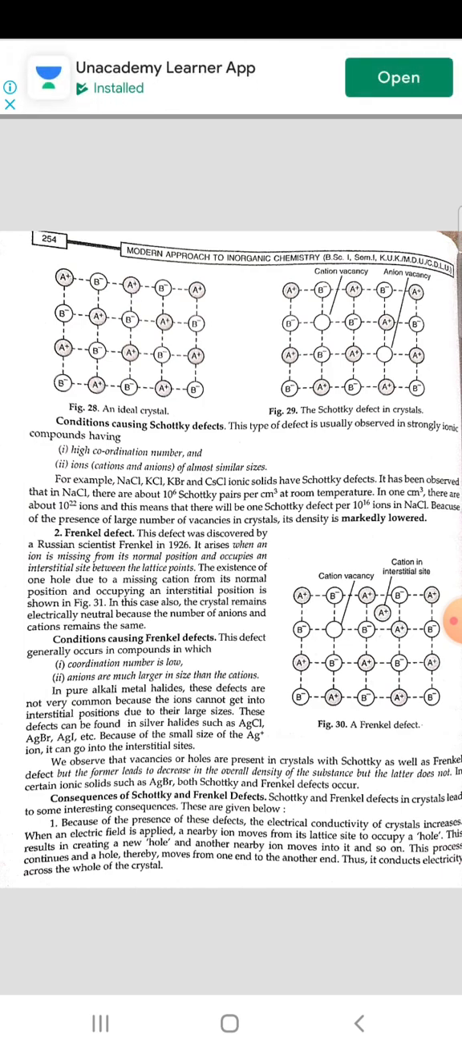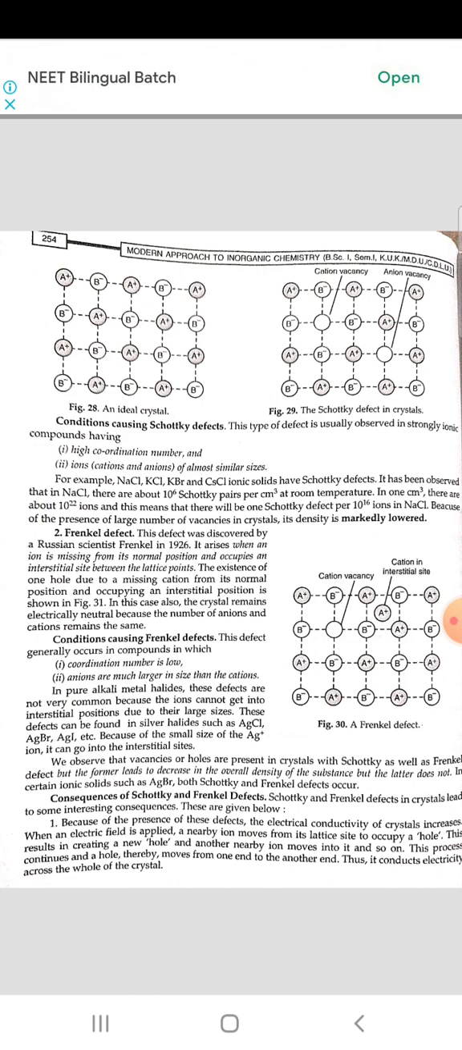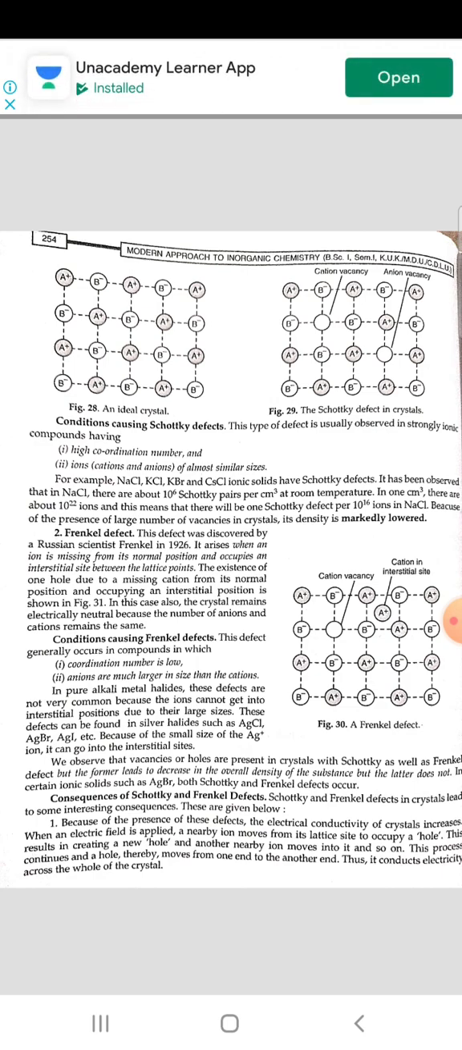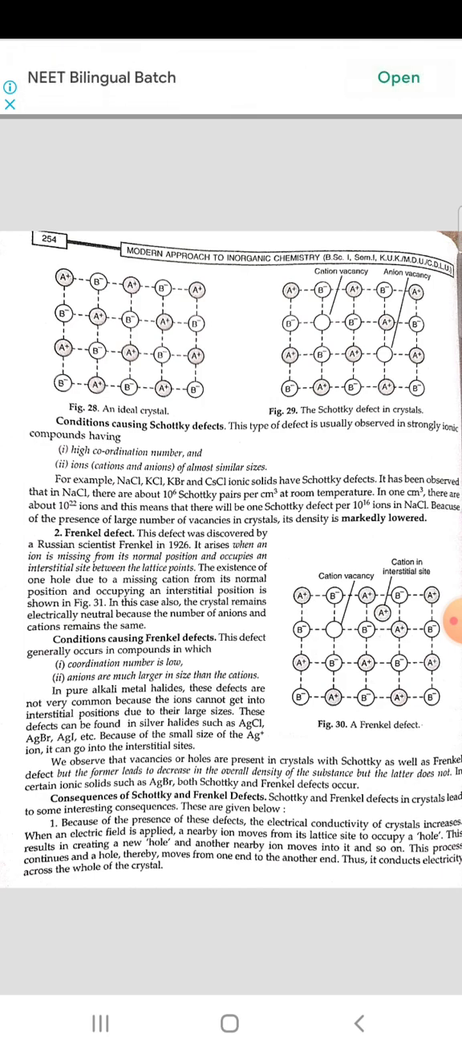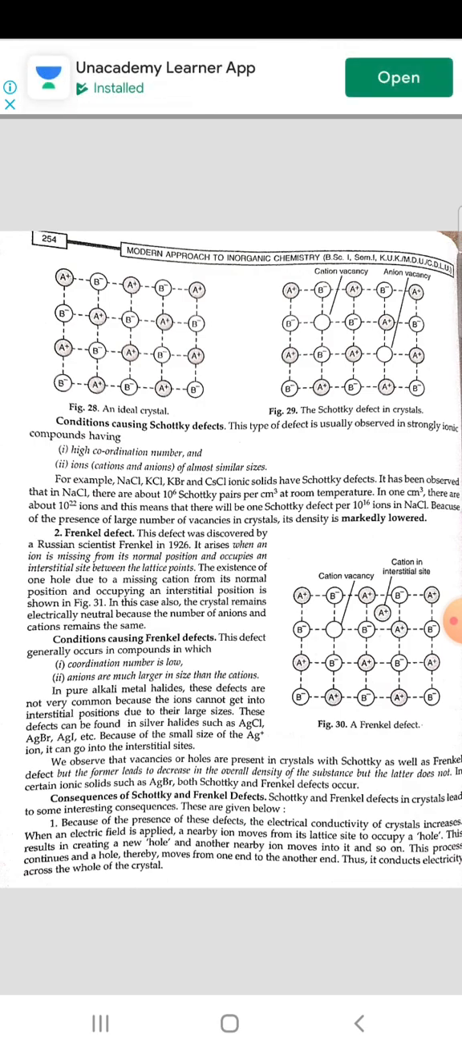Conditions causing Frenkel defects. This defect generally occurs in compounds in which the coordination number is low and anions are much larger in size than the cations. In pure alkali metal halides, these defects are not very common because the ions cannot get into interstitial positions due to their large size. These defects can be found in silver halides such as AgCl, AgBr, AgI, etc. Because of the small size of the Ag+ ion, it can go into the interstitial sites.